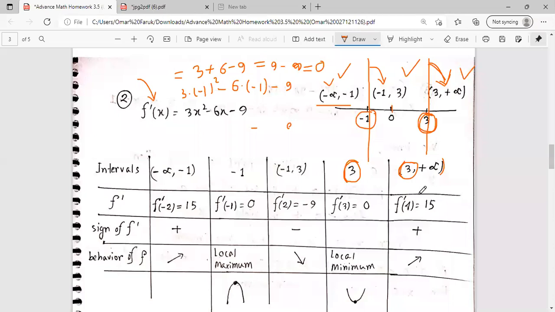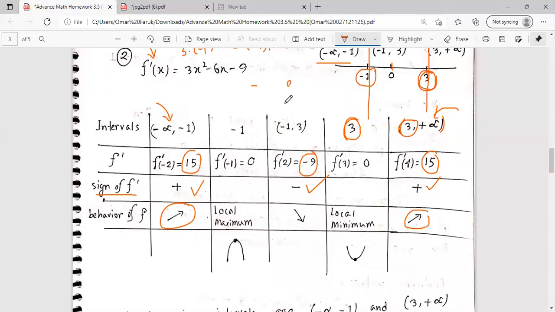So you can see this is a positive number, and this is a negative number, and this is a positive number. So the sign of the f derivative will be here plus, here minus, and here plus. So this is increasing then, right? This interval is increasing. And in this interval it is also increasing. That means from minus infinity to -1, and from 3 to plus infinity, our function is increasing. And from -1 to 3, our function is decreasing.